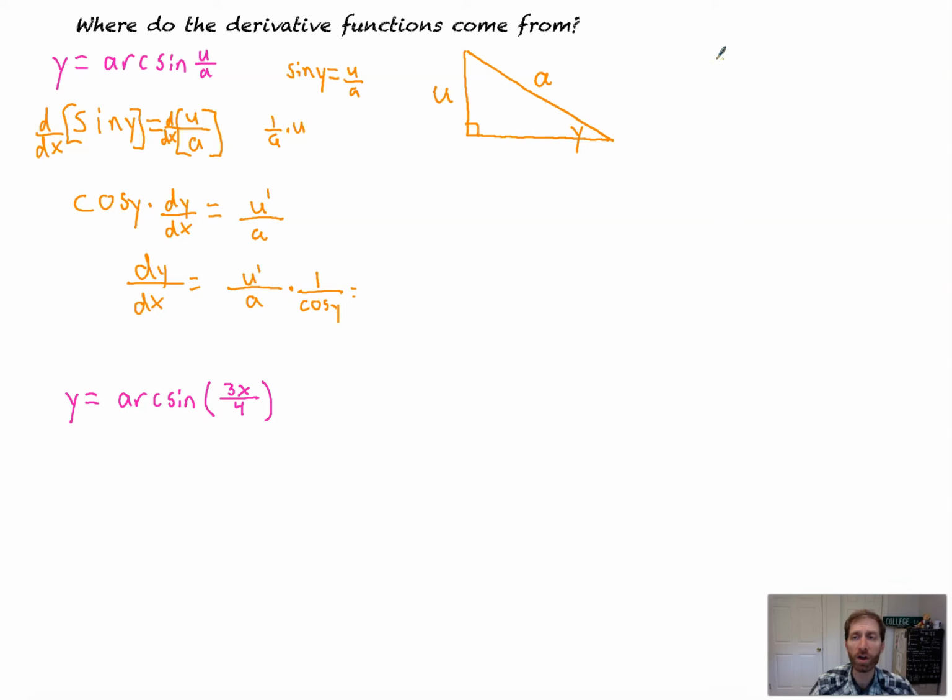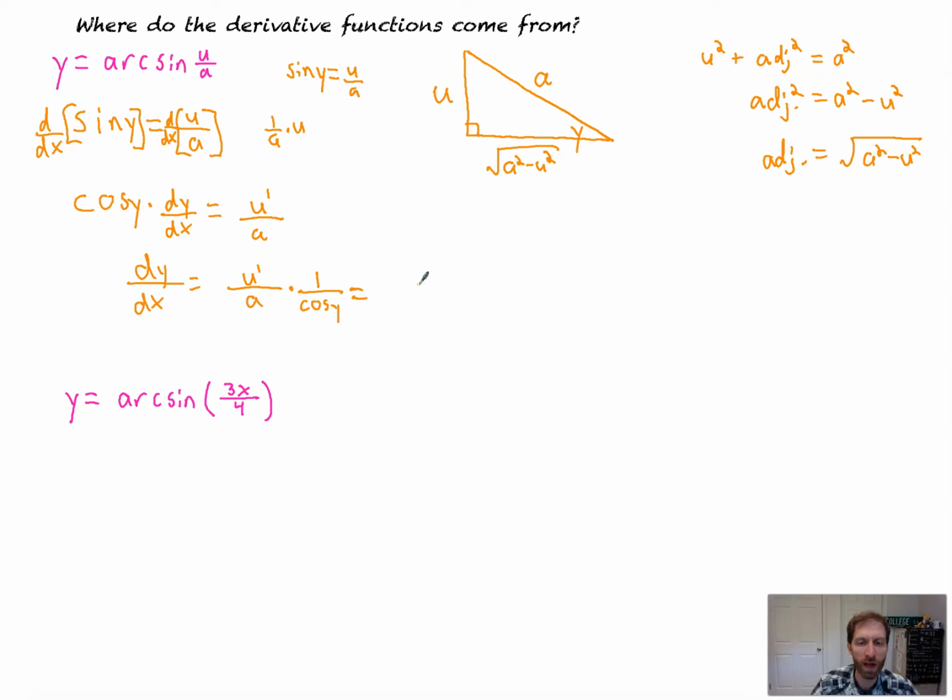To find this value here, we're going to use the Pythagorean theorem. So we've got u squared plus the adjacent squared equals a squared. We'll solve for adjacent squared, so the adjacent side to y. Adjacent squared is equal to a squared minus u squared. And now from here we take the square root of both sides, so the adjacent equals the square root of a squared minus u squared. Okay, now we're getting somewhere. Now, from here, we need 1 over cosine. That'll give us our answer.